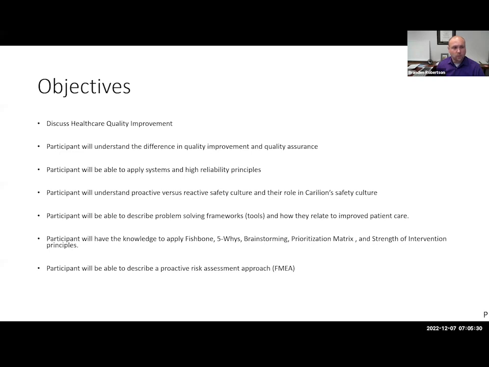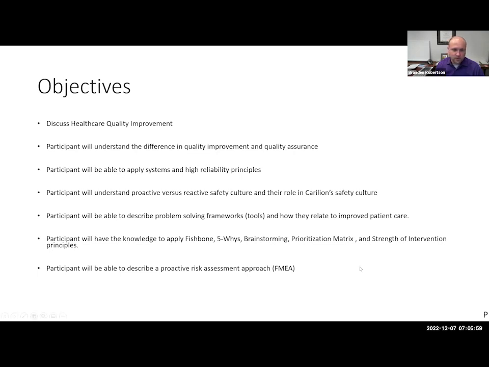We're going to talk about a couple of problem-solving frameworks. So again, things that you don't necessarily have to only apply in your work at Carillion. Some of these things you can think of at home, and we'll talk about some interesting ways to look at those problem-solving frameworks. We'll explain fishbone, Five Whys, brainstorming, and some of these other principles. And we'll also talk about a proactive risk assessment approach.